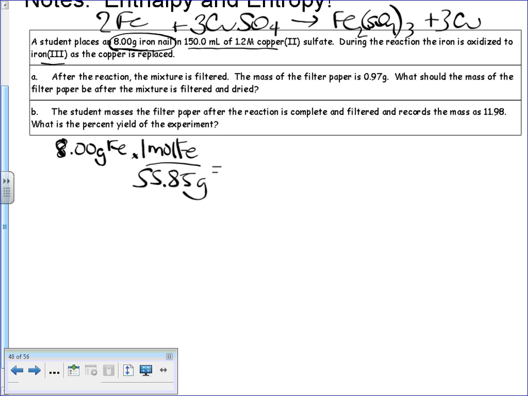Okay, so how many moles is this? 0.1432, I'm stopping there. Moles of iron. And what do we label this? This is how much we have of iron, right? Don't forget to try to keep it organized so you can find your information.